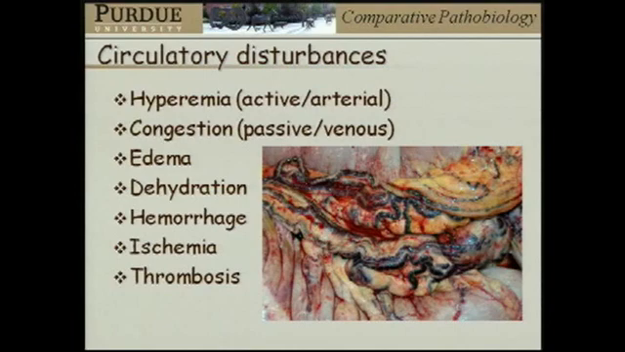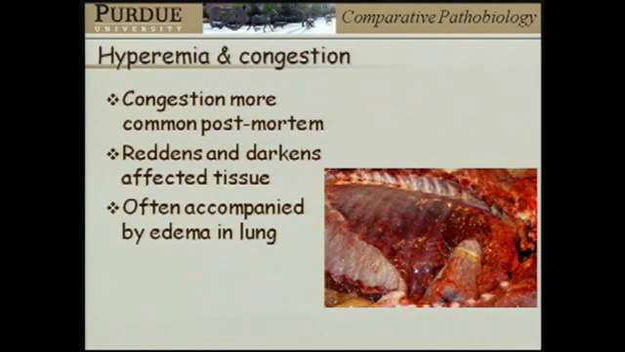Switching categories, again, leaving inflammation, we're moving into circulatory disturbances. We will look at hyperemia, congestion, edema, dehydration, hemorrhage, ischemia, and thrombosis. Hyperemia and congestion we'll look at together. Hyperemia is an active process, so we almost never diagnose it at necropsy when there's no activity anymore. We diagnose congestion very commonly, and so commonly that it doesn't provide a lot of diagnostic assistance.